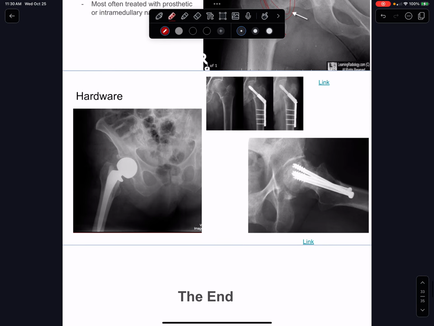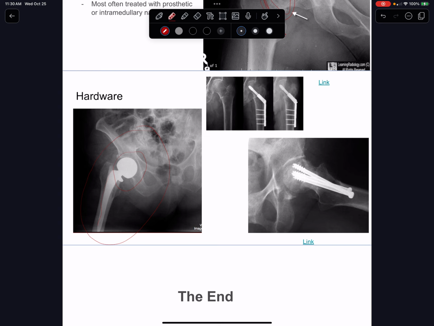Hardware, you're going to see all different kinds of hardware, and that is just based on the severity of the femoral fracture or the proximal femur fracture and if it's displaced or not. So this is considered a complete prosthetic because they've put a rod down here into the femur, but they have completely replaced the femoral head with a piece of hardware. Don't get me started on what specifically that's called.